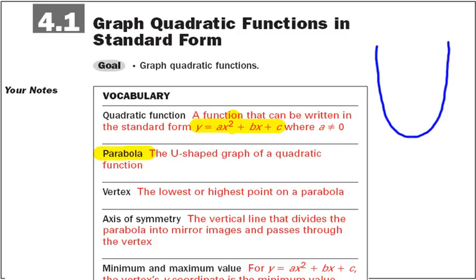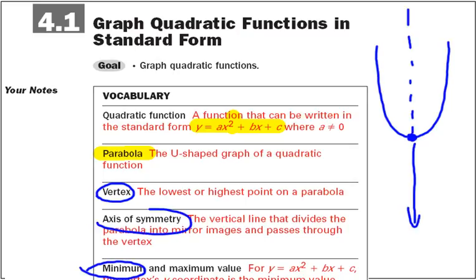This one opens up, and I would know that it opens up if the a term were positive. If it opens up, it would have a low point or minimum. That minimum would be at the vertex right here. Through the vertex, I would have a vertical line called the axis of symmetry. All these terms should be familiar to you.